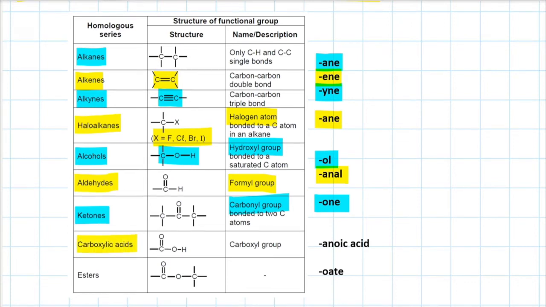The carboxylic acids have as their functional group the carboxyl group. Their names end in anoic acid, and the carboxyl group on the carboxylic acids always falls on the first carbon in their chain. Lastly, we have the esters. The esters functional group looks similar to that of the carboxylic acids, but you're going to find this functional group in the middle of the chain or somewhere in between carbons, and the name of the esters ends with -oate.